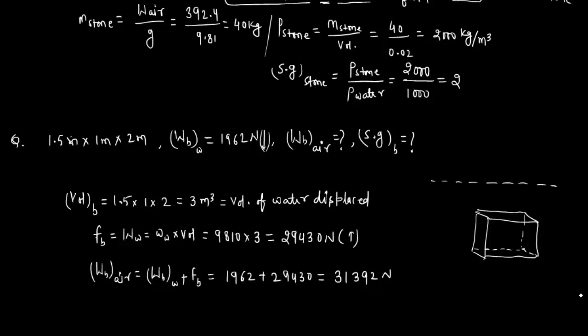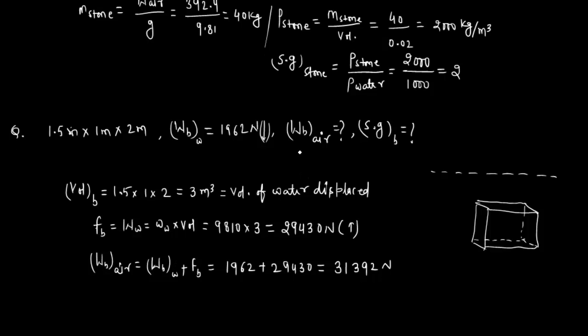So we know the weight of the body in the air. Now we want to calculate the specific gravity of this body. To calculate the specific gravity of this body, first we have to calculate the mass density of this body in air.